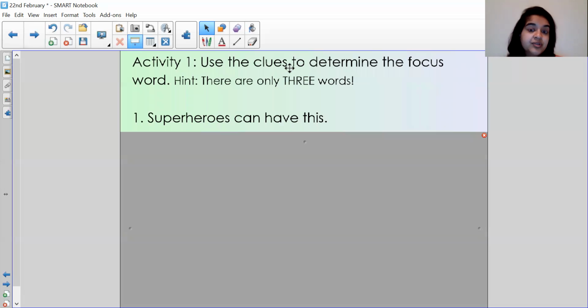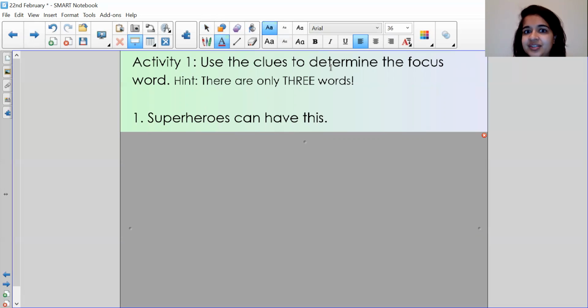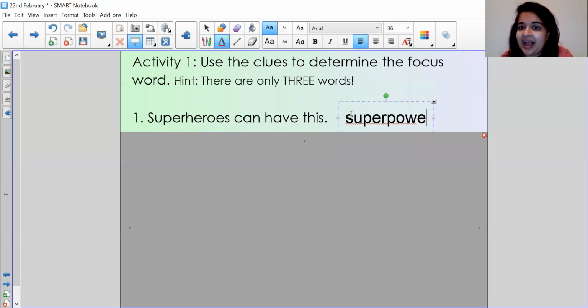We have to use the clues or the riddles to determine the focus word. Okay? And hint, there are 6 statements, but only 3 words. So some of them are repeated twice. Okay? So number 1, superheroes can have this. So superheroes can have this. What do you think it could be? Okay? Do you remember what I said it was? They're really powerful, so they must have a super power. All right, hopefully you got that one.